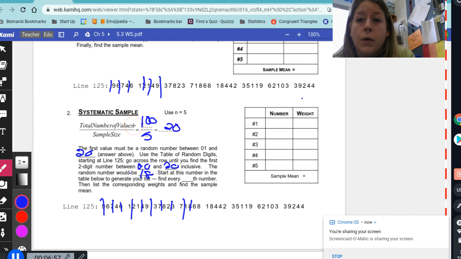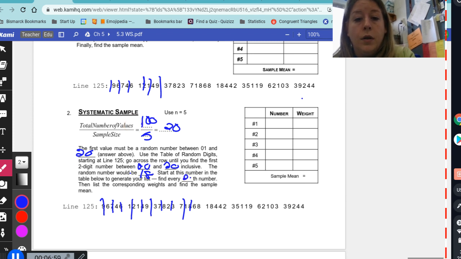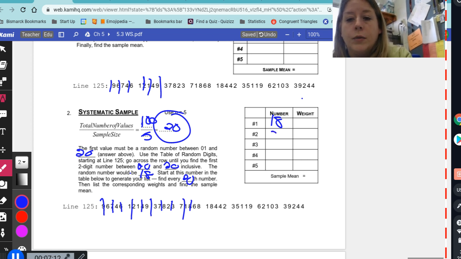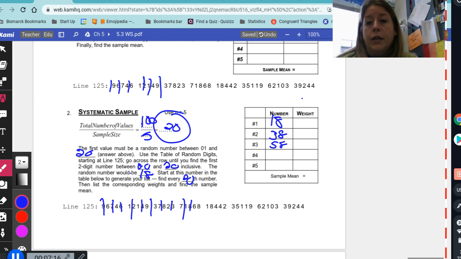So we're actually then going to go up every 20th number. So the first person is going to be number 18, and then we're going to systematically go up 20 because that was 100 divided by 5, which was the sample size. So then the next one will be 38, and then 58, and so on. So the first number is picked randomly, and after that, it's systematic. Find their weights and average them up.